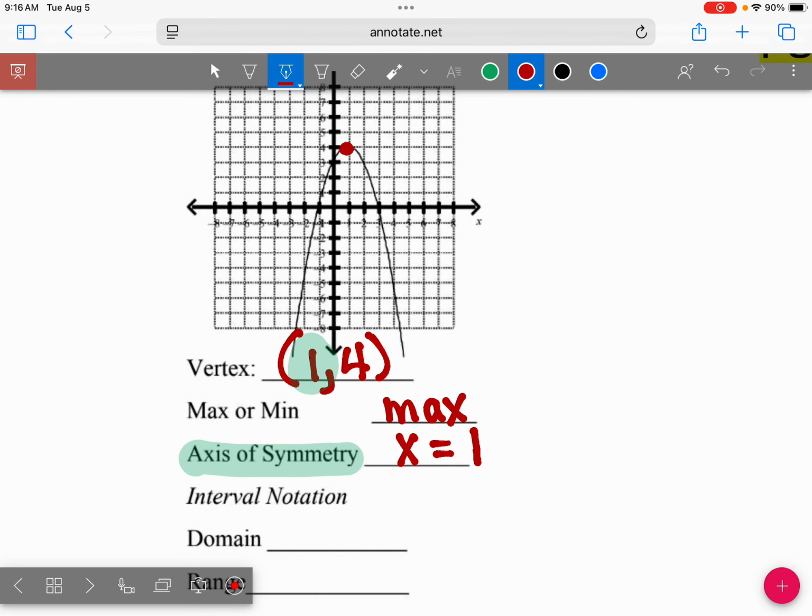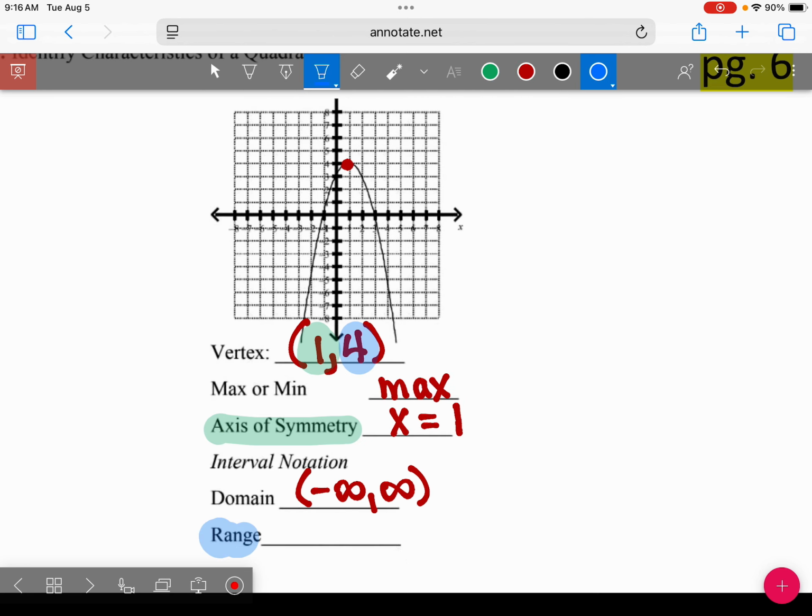Domain never changes. What's my domain? All real numbers. And lastly is our range. And our range uses this number. So when we talk about range, I'm saying what's the lowest point and the highest point. So notice how this graph is going down. So it doesn't have a lowest point. It would just be what? Negative infinity. And the highest point is 4. All right, so that's the end of 1-1.